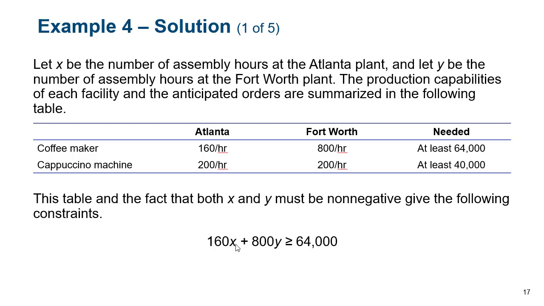That's 160x, right? So basically I can do 160 of them per hour, so x is the number of hours spent in the Atlanta factory, plus 800y, where y is the number of hours spent in the Fort Worth factory. That needs to be greater than or equal to 64,000, because they need to produce at least that many. What do you think the second statement is going to look like?